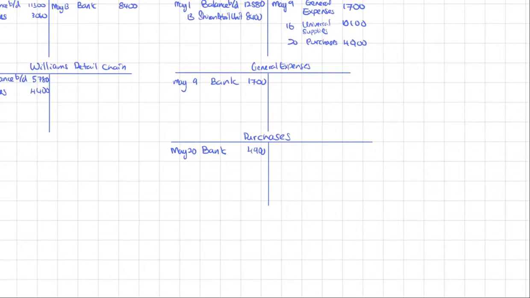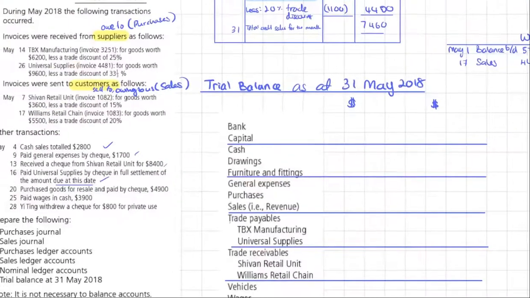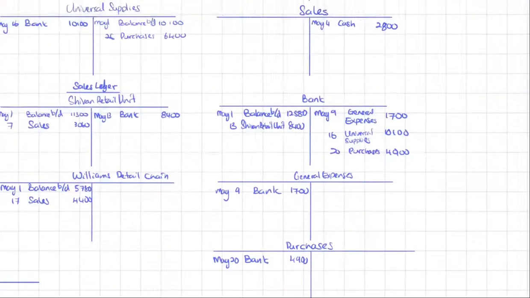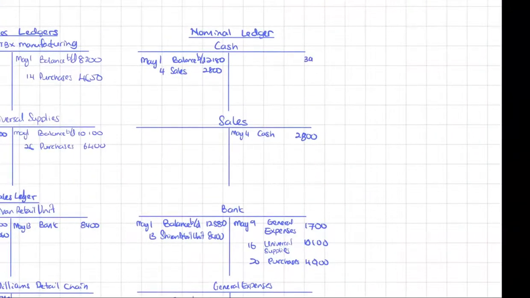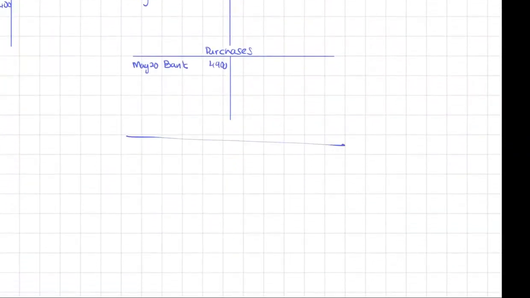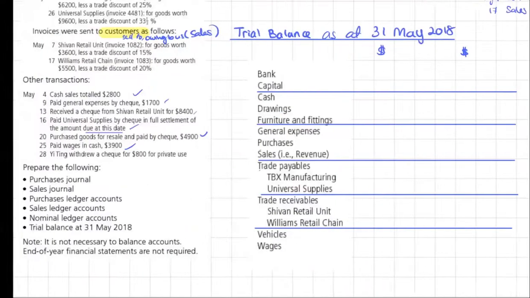Okay, you do not need to close the accounts or balance them at the end of the transaction period. All you need to do is find the differences and put them into your trial balance later on. So I don't need to leave so much space for that. Paid wages in cash 3,900. So go to cash 3,900. Wages May 25th. I need to go to open another account called wages. $3,900 cash May 25th.